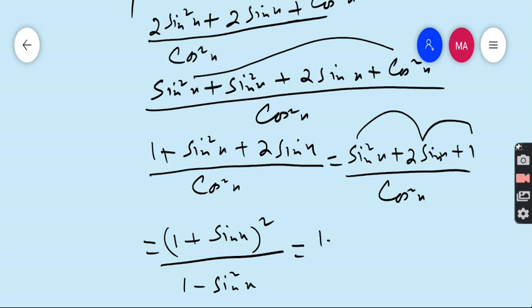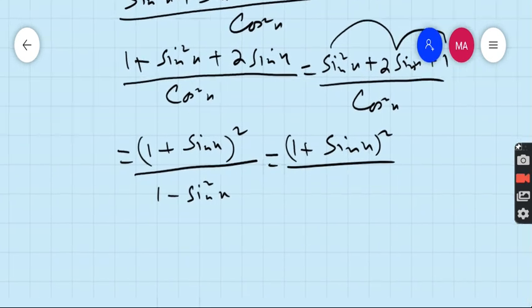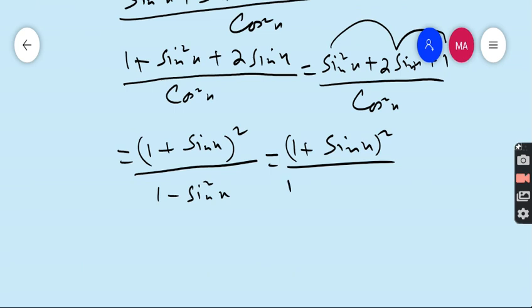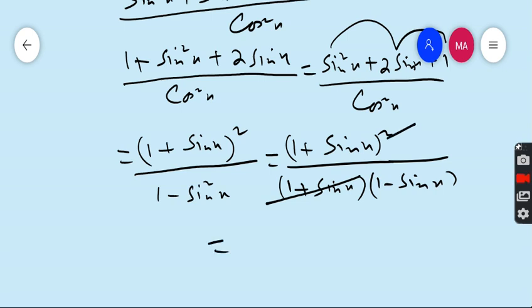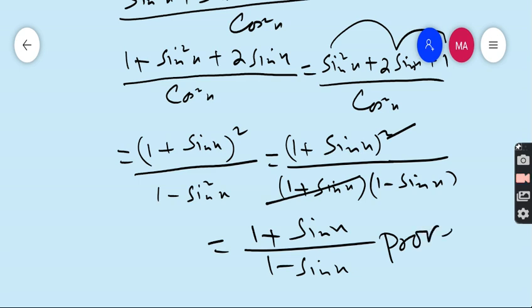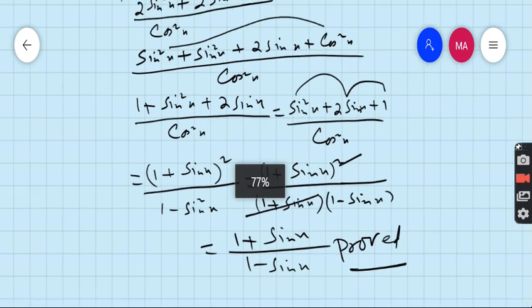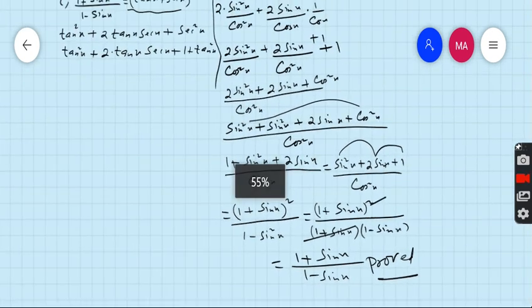1 plus sin x whole square remains 1 plus sin x whole square, and this 1 minus sin square x can be written 1 plus sin x into 1 minus sin x. This 1 plus sin x cancels by its square, and the remaining is 1 plus sin x upon 1 minus sin x. Hence it is proved that left hand side is equals to right hand side. This part is a little bit lengthy but very easy, no issue.